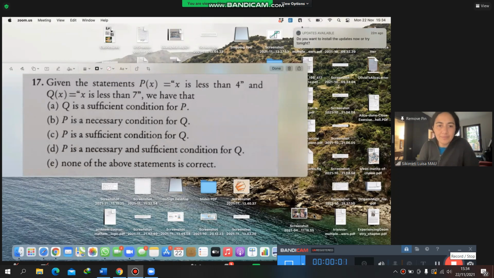Okay. So given the statements, the first statement P of x is that x is less than 4. And the second statement Q is that x is less than 7. We have that Q is a sufficient condition for P. So we just have to keep track of what sufficient means. It means that if Q is true, then P is true. So Q implies P.